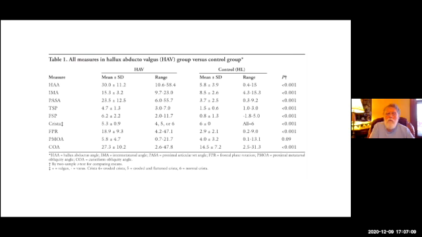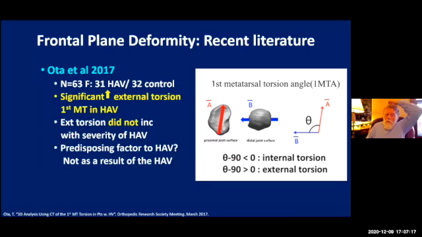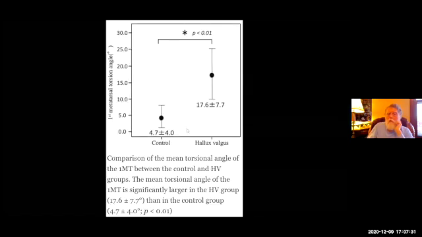Then in 2017, Oda came out with a paper about first metatarsal torsion. They saw a significant increase in external torsion with hallux abductor valgus. It did not seem to increase with the severity of the deformity, and they thought maybe it's not a result of the deformity, but a predisposing factor. They had similar numbers: about 18 degrees of frontal plane rotation with bunions and 4 degrees for controls. So now we had one saying maybe it's pronation, one saying it's rotation. Most of the literature to that point had been talking about pronation.